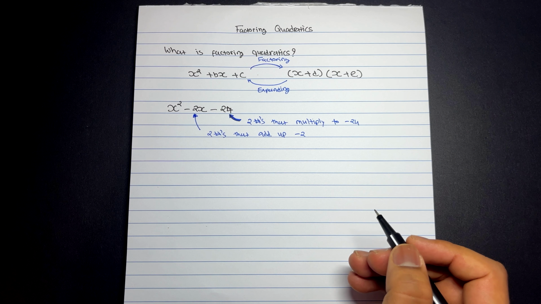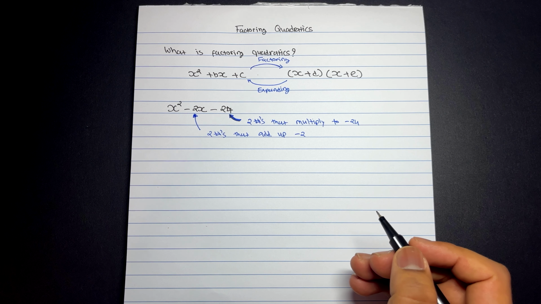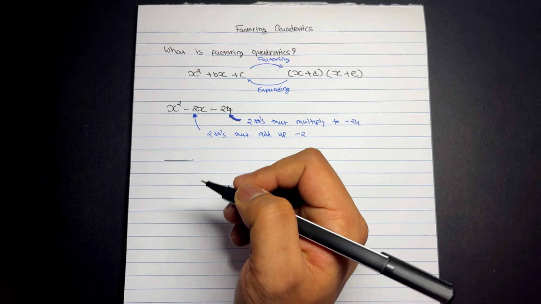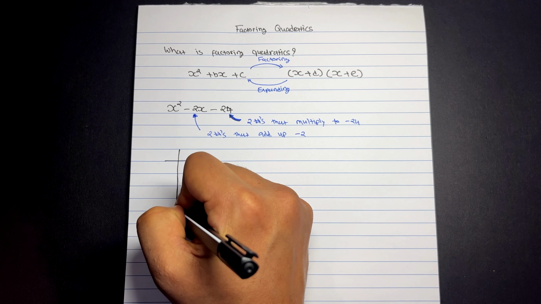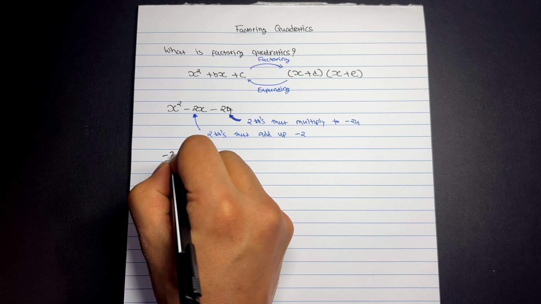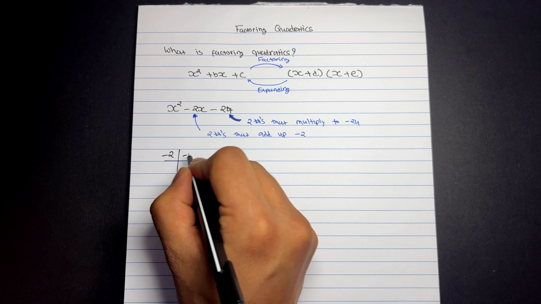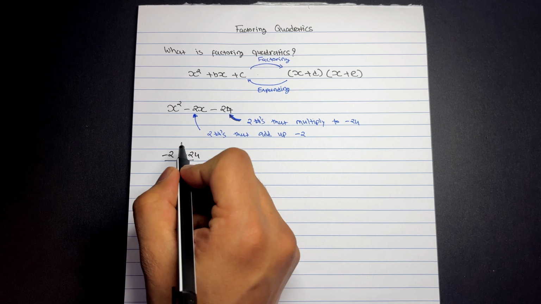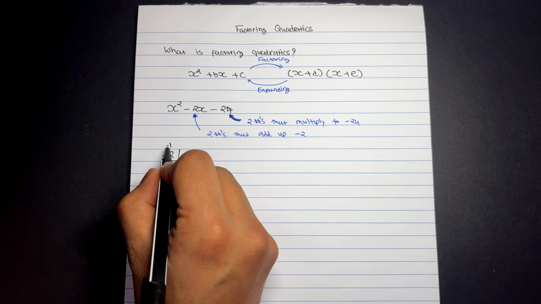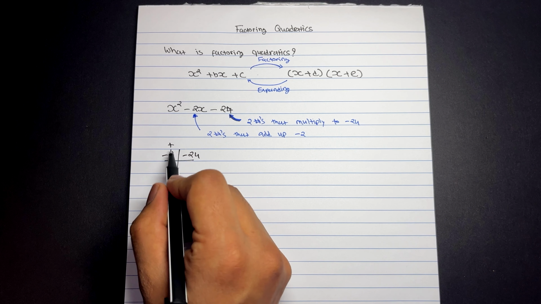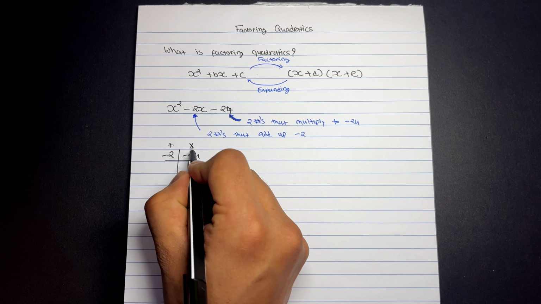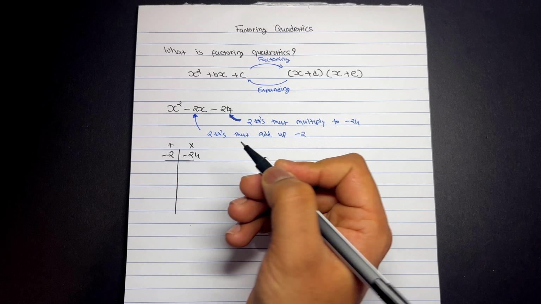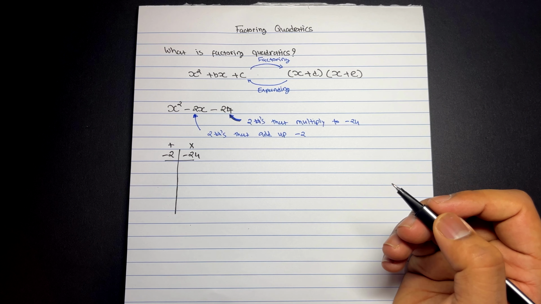In order to do that easily, I'm going to recommend one trick that has helped me. What we want to do is make a table. Over here, we're going to write negative 2, and on the right side, we will write negative 24. And on top of that, we want to put our signs. It has to add up to negative 2, and it has to multiply to equal negative 24. So now let's start doing multiplications.